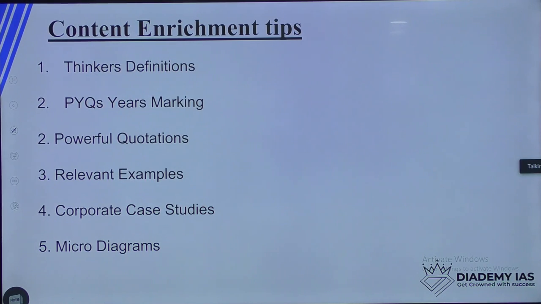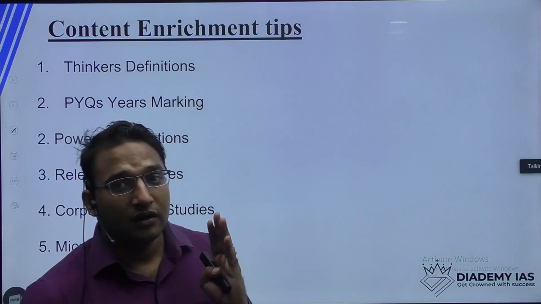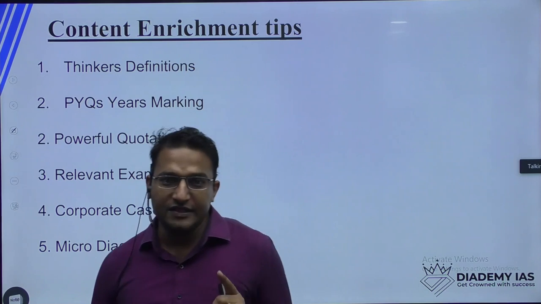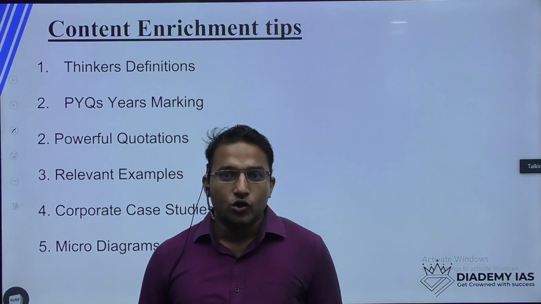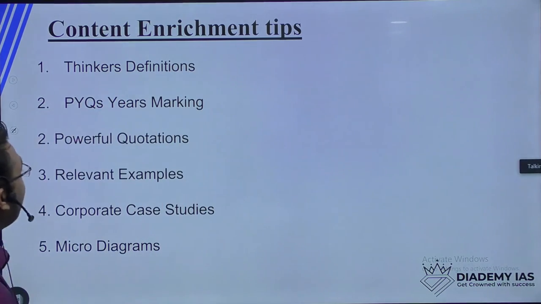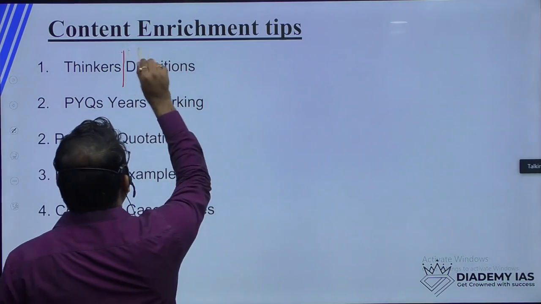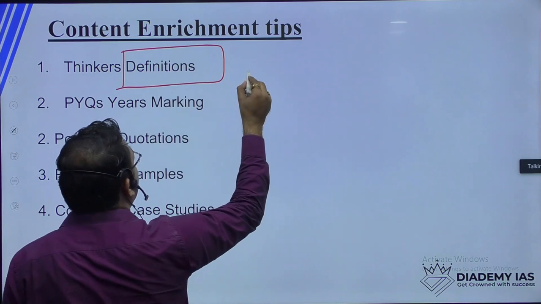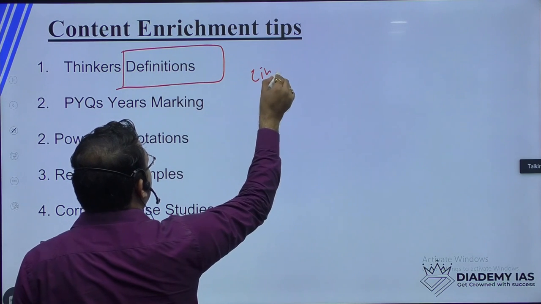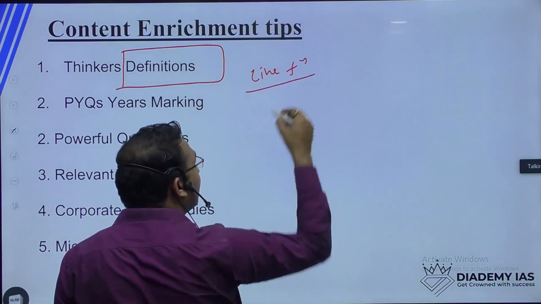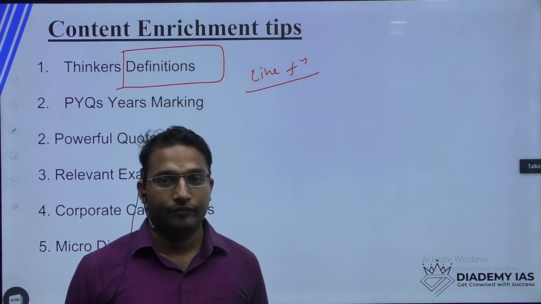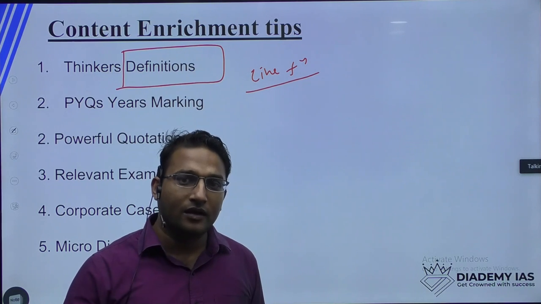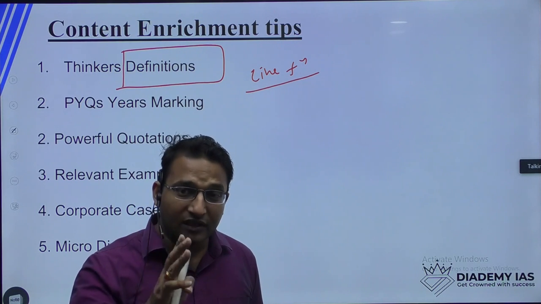Now, how to enrich the content? How to enrich the content in the theory part of paper number 2? This is applicable in all the 4 components. Okay. So first of all, you have to use the definition as per the thinker. Even if you're writing a very simple definition of, say, line and staff, line function, try to give the definition by one thinker, because a thinker adds credibility.